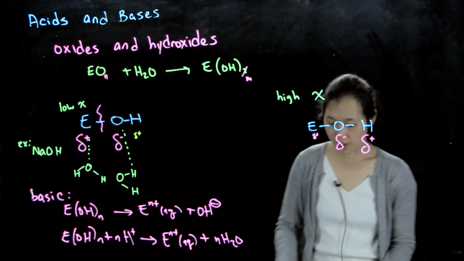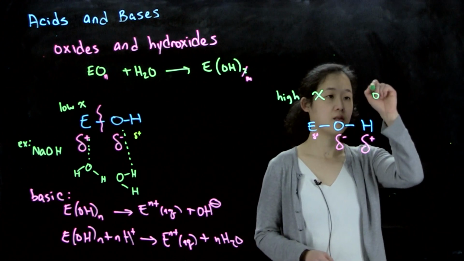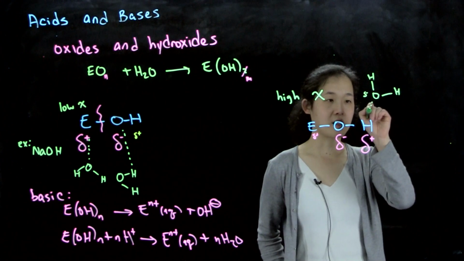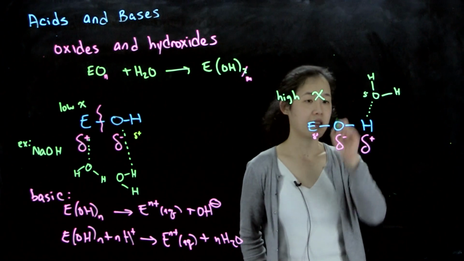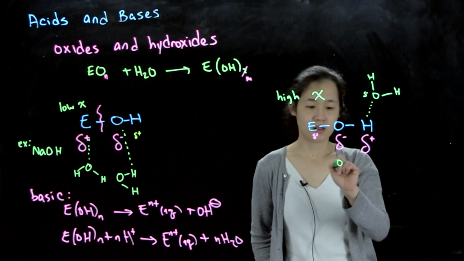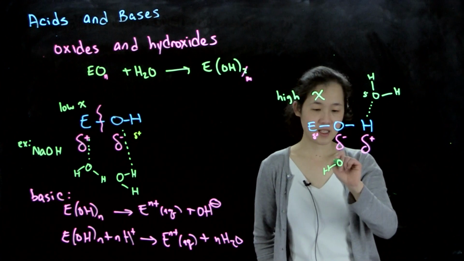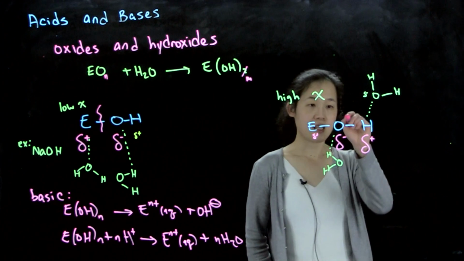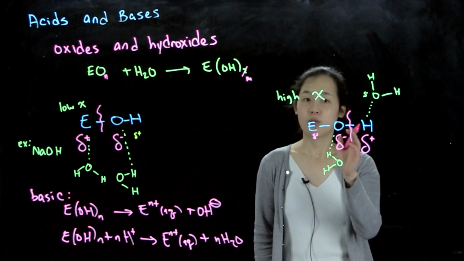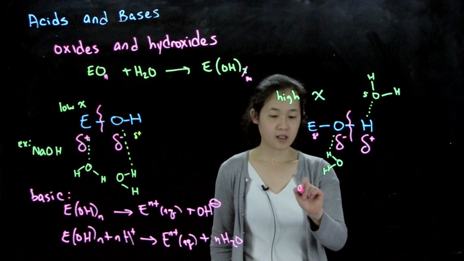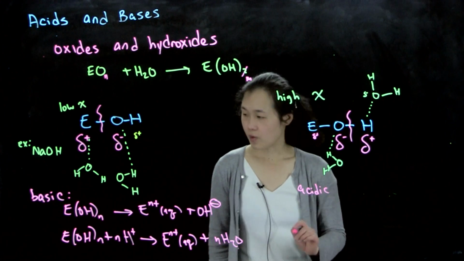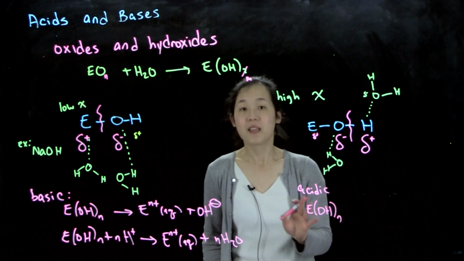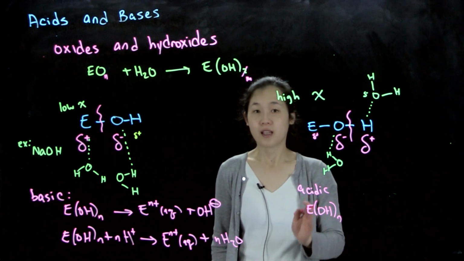And so when water comes in, the delta minus on the water is going to want to go to the proton rather than to the E element. And then we'll still have our element-oxygen unit here. As a result, we're going to be splitting this OH bond rather than the EO bond. And so for acidic conditions, we could have our element hydroxide. This is kind of a misleading term. It's a hydroxide, but it's going to react as an acid.